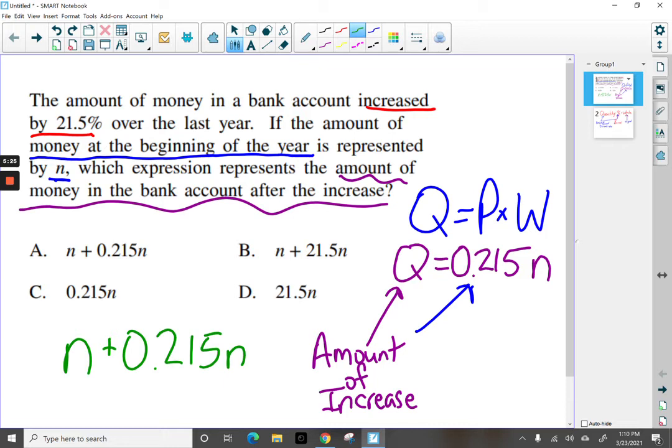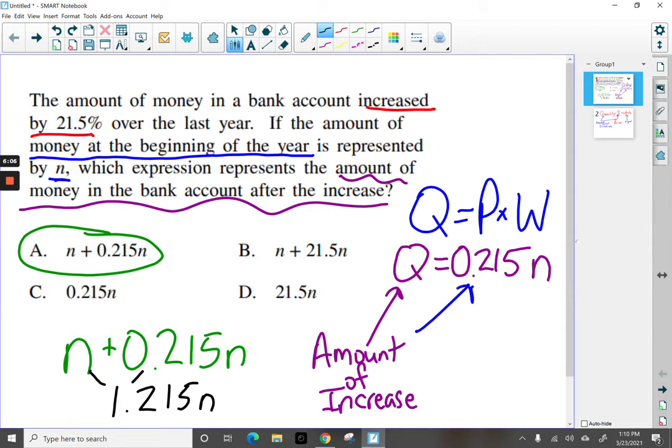And this is actually going to show me the answer in this problem. Of my answer choices, it is answer choice A. But please be aware that may not be what the answer choice looks like. I always could take these two and combine my like terms. 1N plus another 0.215N could also give me 1.215N.